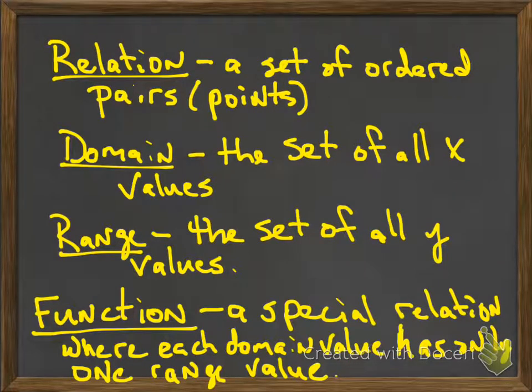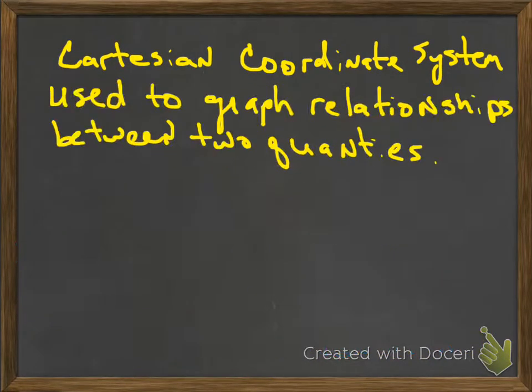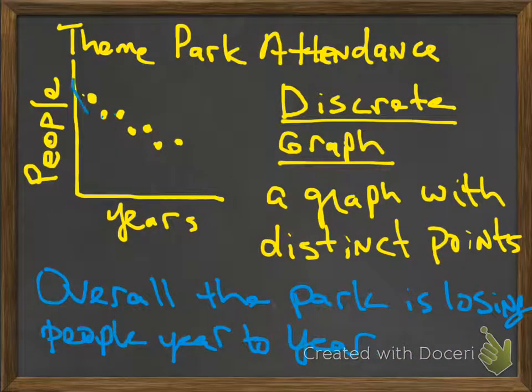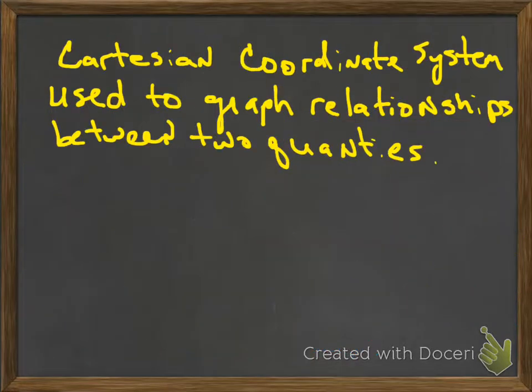Okay, so here's some definitions. A relation is a set of ordered pairs, points. So when we're looking at a bunch of points together, that's a relation. So if you went back to, say, here, these points right here would be considered a relation. And now let's go back.